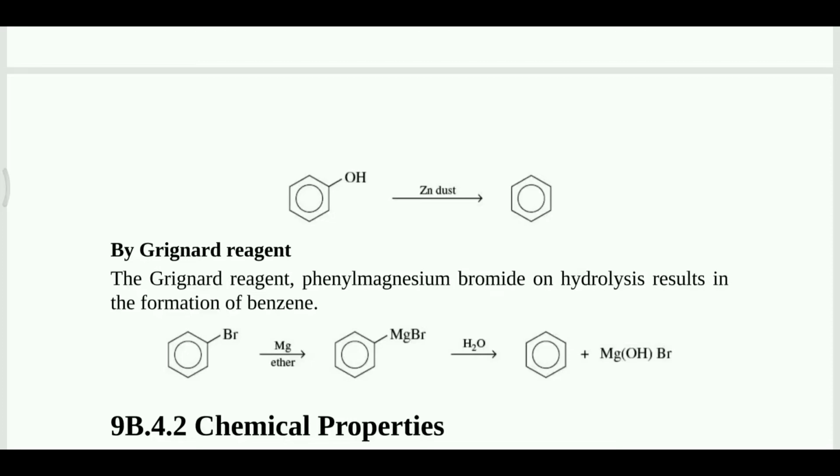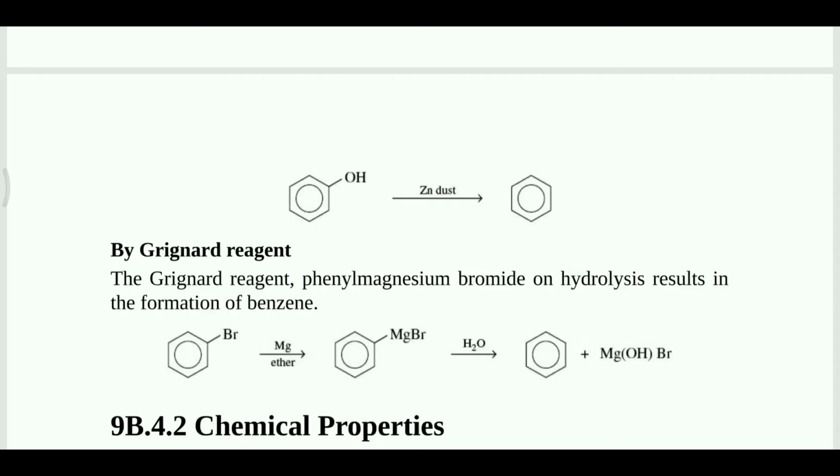We all know Grignard reagents are very common in almost all organic reactions. They are mainly used as a catalyst, right? So in that we have used phenyl magnesium bromide. Whenever we hydrolyze, that results in the benzene ring system. What we have to do first? First, we take bromobenzene and react it with magnesium metal in ether solvent. So they will form phenyl magnesium bromide.